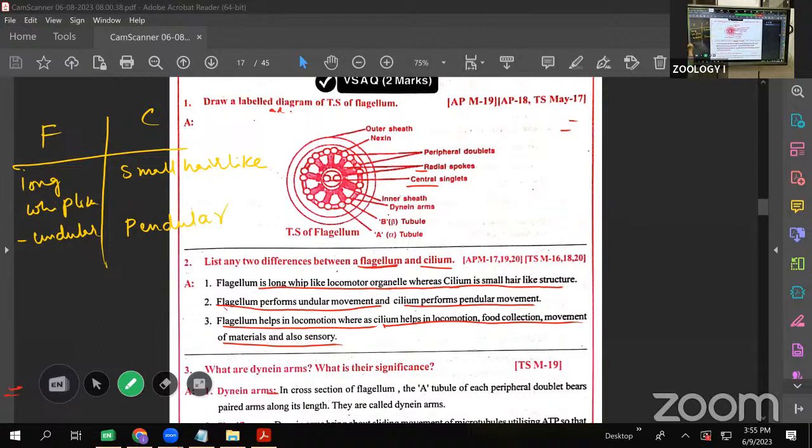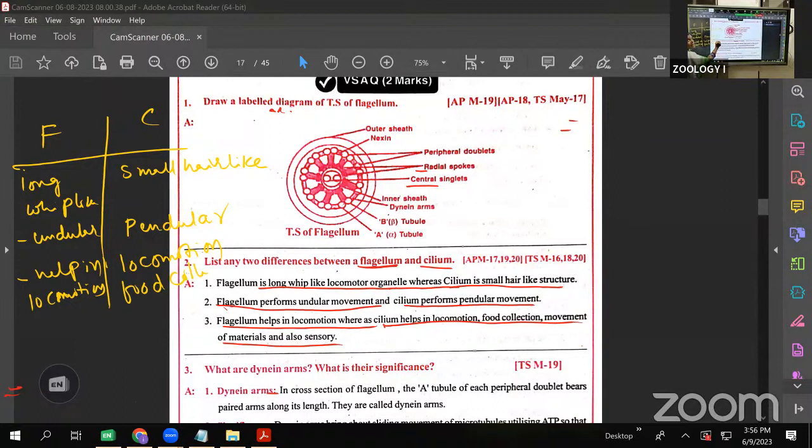Next, the third one, help in locomotion, only locomotion. Here, locomotion. This one is cilia, help in locomotion as well as food collection. Food collection also. Here, this is the difference between the flagella and the cilia. This is also a very, very important question. The differences between the flagella and cilia. You learn this one.